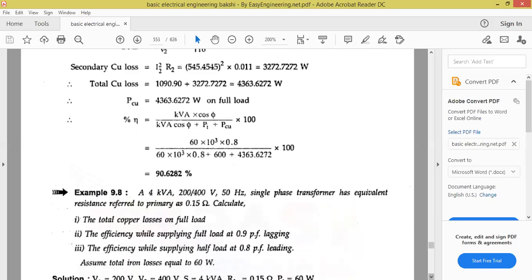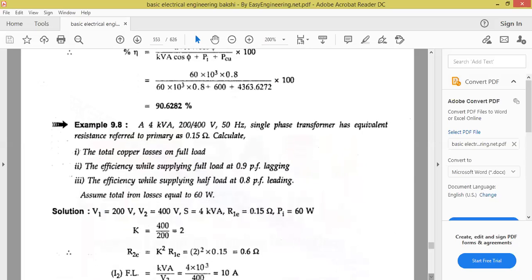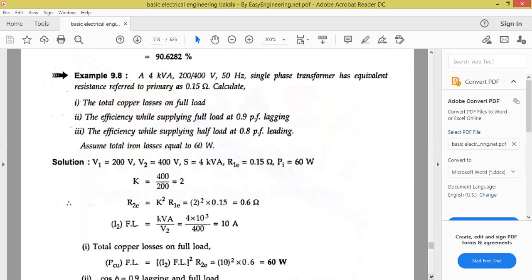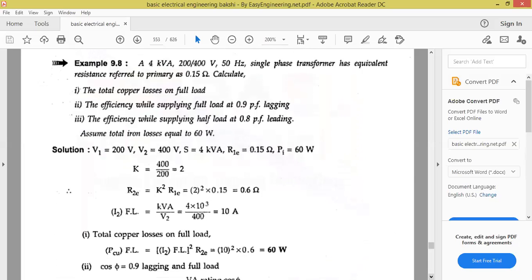Now the second problem is a new concept. All of you will try many problems, JNTU repeated problems also, but practice with the model. 15 marks you will get the problem. So a 4 kVA, so what is the VA rating? 4 into 1000 power rating, 200 by 400 volts, 50 hertz single phase, has an equivalent resistance referred to primary.